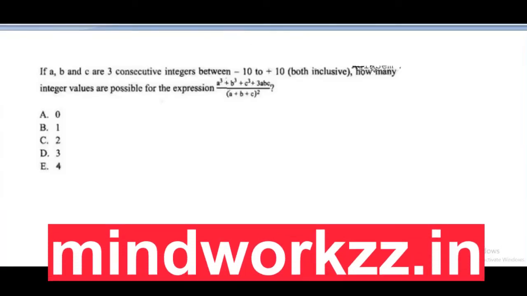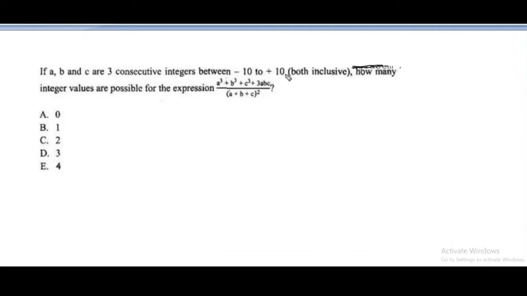The question says ABC are three consecutive integers between -10 and 10, both inclusive. How many integral values are possible for the expression? There are three consecutive integers. So if ABC are three consecutive integers, let's say this term is B, so that will be B minus 1 and that will be B plus 1. B minus 1, B and B plus 1. I have to write all the terms in terms of B.